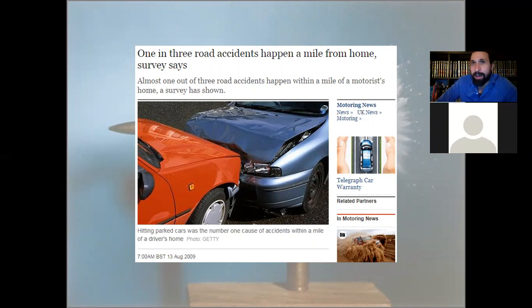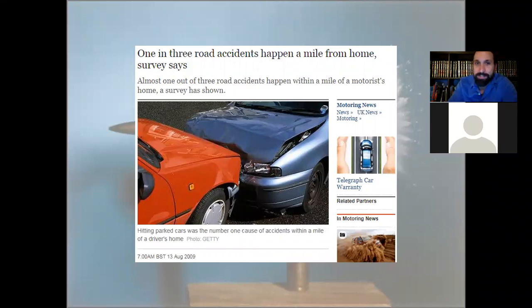It's a sort of a good inductive argument. We arrive at this. Okay, this is sort of statistical analysis, and we arrive at this statement: 1 in 3 accidents happen a mile from home. So let's assume that it's true. But now, why is it true?